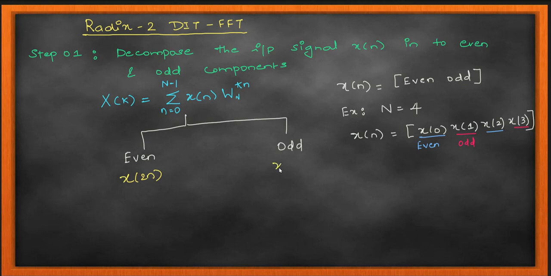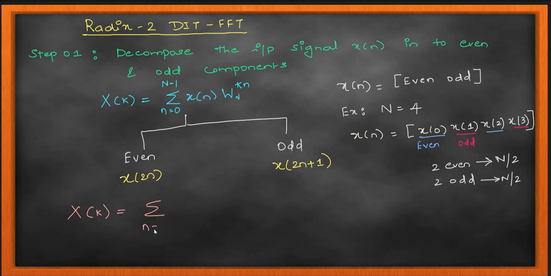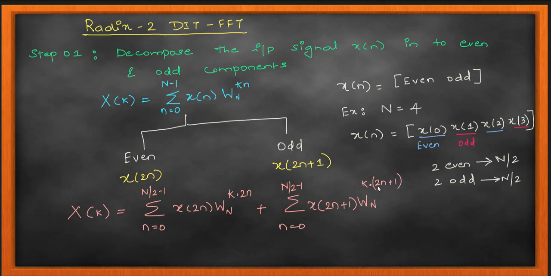So what is the number? For n equal to 4, I have 2 even indexes and 2 odd indexes. That is exactly what I'm going to have here also. For my even x of 2n, how many indexes will I have? I'm going to have n by 2 indexes, so that is 0 to n by 2 minus 1. And for my x of 2n plus 1, I'm again going to have n by 2 indexes, which is obviously calculated from this n equal to 4 point sequence. Then I can write my Fourier transform in this manner, where n is modified into 2n and 2n plus 1, because it is now an even and odd separated function.